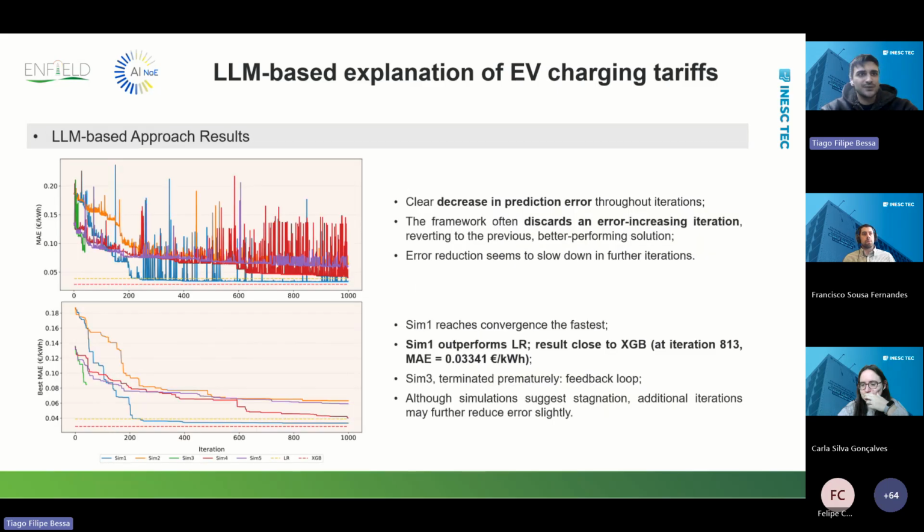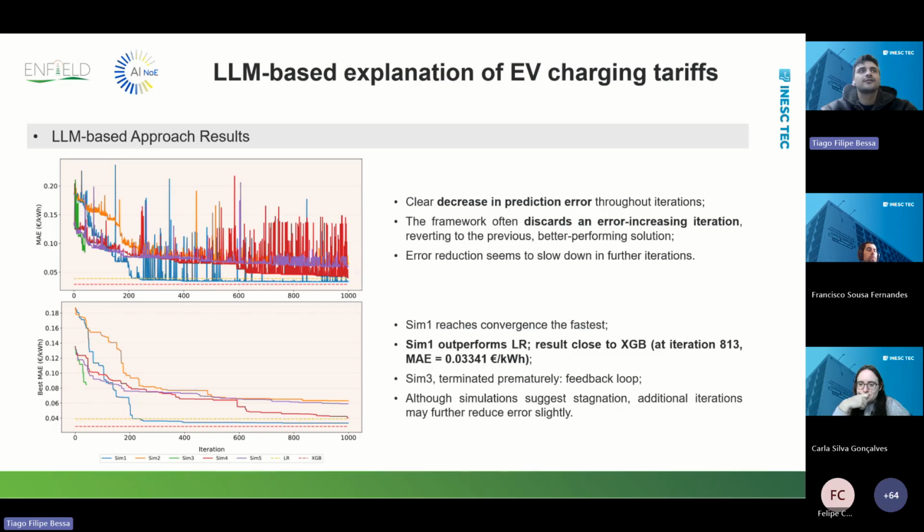These are the results that this framework provided. Here we have two different charts. The first shows the error over different iterations, and the chart below that is the best error so far until a given iteration. What we see here is clear that the framework is working, meaning that the error is actually decreasing over time.